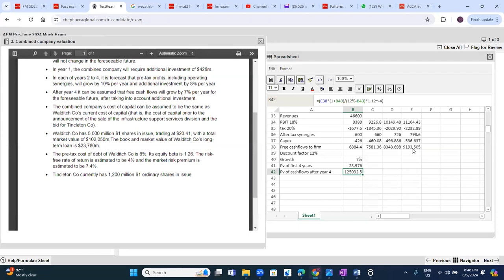125, 120. So total market value of business is the sum of these two. But we need market value of debt. Market value of debt, it is given. It is given 23780. So the remaining would be market value of equity.